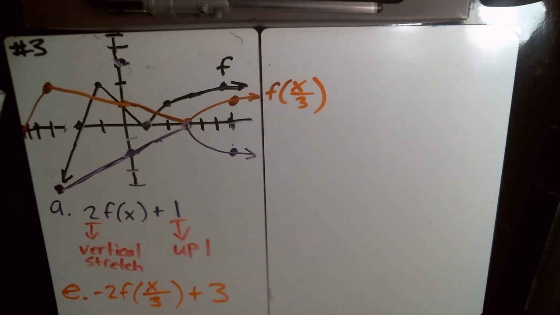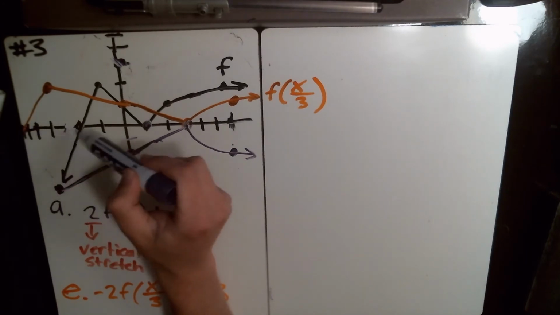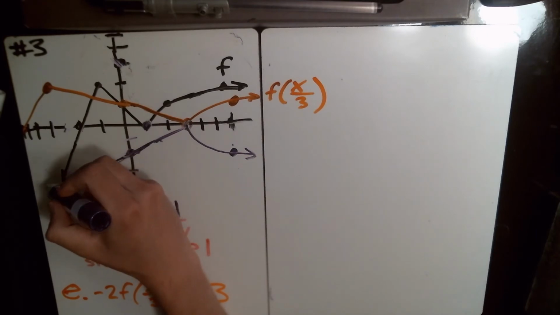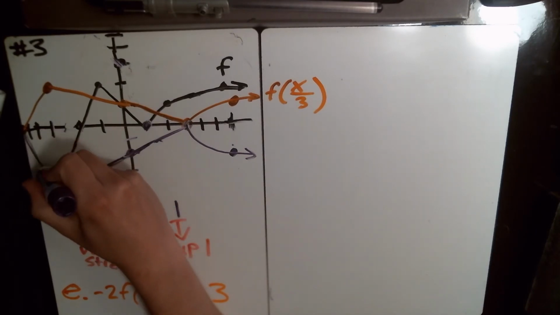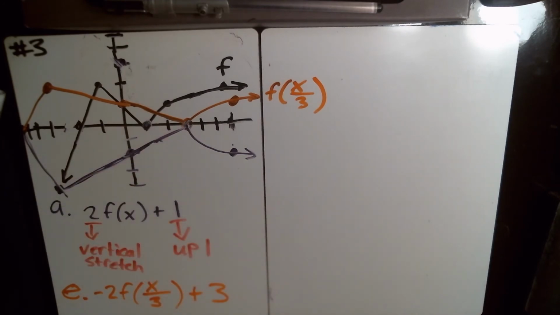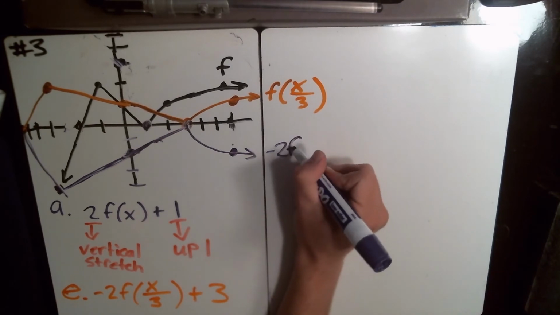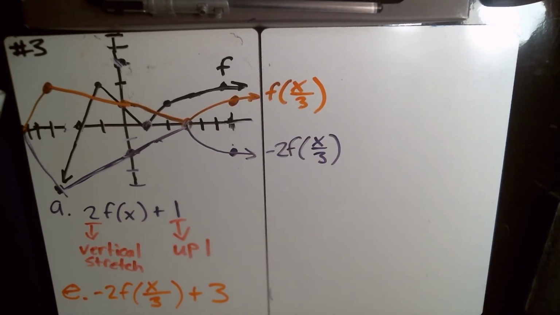And then lastly, this place over here at 6, it's 0, so when I times that by negative 2, it's still going to be 0. So it's going to be like that. So this would be your negative 2 f of x over 3. So now we've done those two.